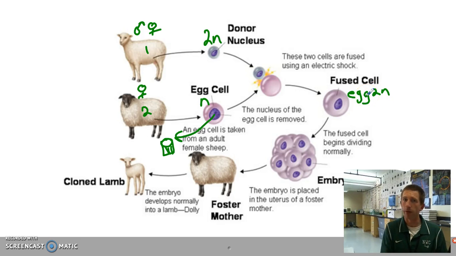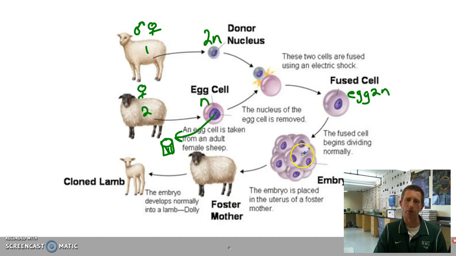Now the normal way we get a diploid egg is through the process of fertilization. But here we used electric shock and we put a diploid nucleus into an empty egg. And so now the egg realizes, oh, I have a diploid nucleus. Well, let's start dividing. I have everything that I need to make a full, entire, intact sheep.